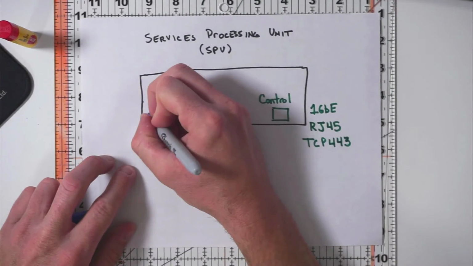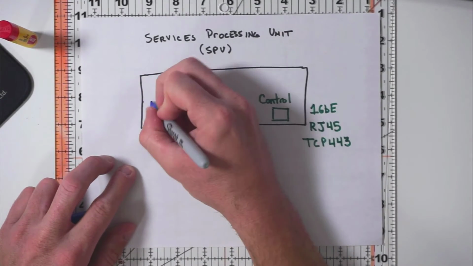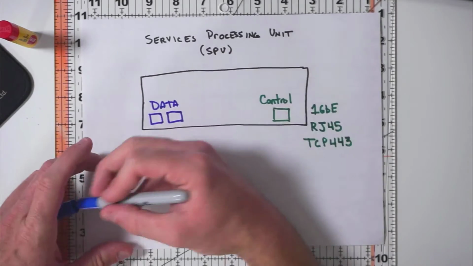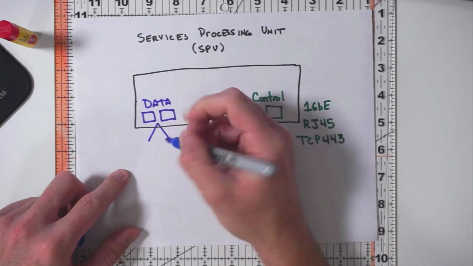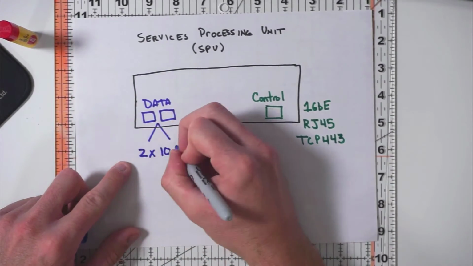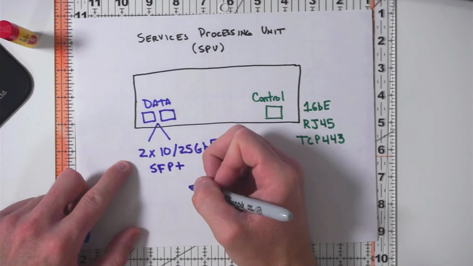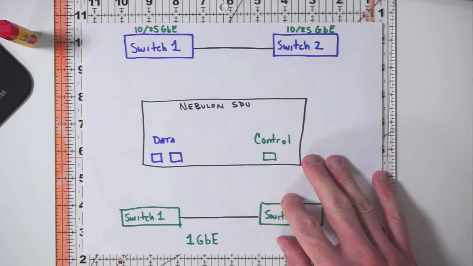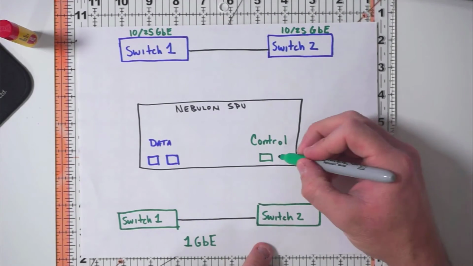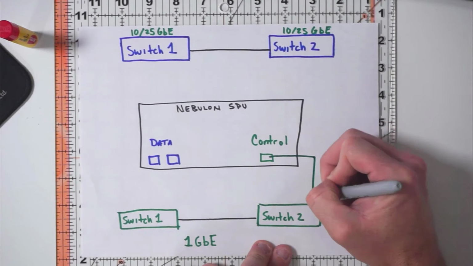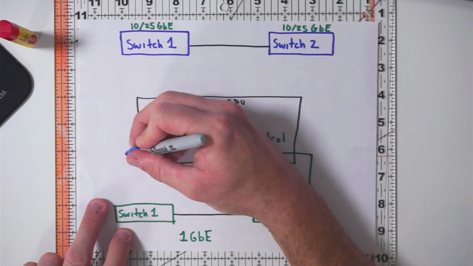SPUs are also equipped with dual 10 or 25 gig data interfaces. Customers should utilize passive direct attach cables, otherwise known as DAC. These interfaces are used for intra-pod communication and storage data transmission. Let's examine this further. Here I have a server equipped with a Nebulon SPU. The control interface is cabled to a 1 gig network interface on my top of rack switch.